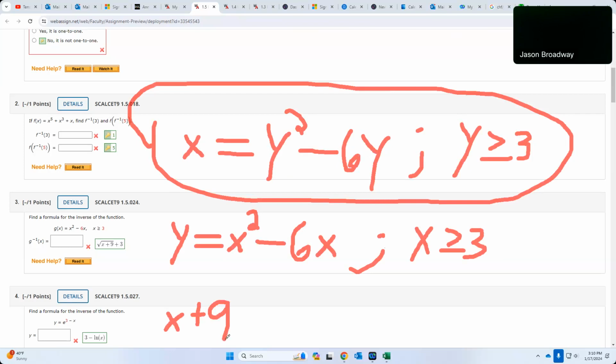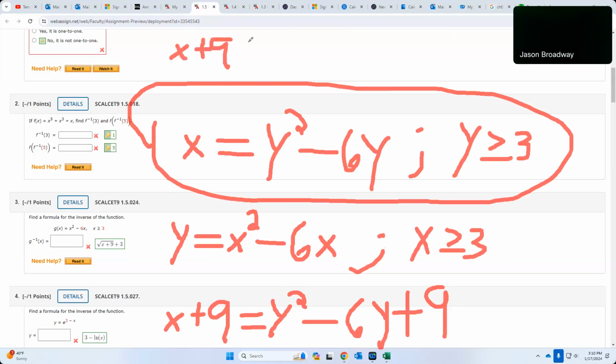X plus 9 equals y squared minus 6y plus 9. But remember, we have x plus 9 equals, this is a perfect square here, namely y minus 3 squared. But with the stipulation that y is at or above positive 3.